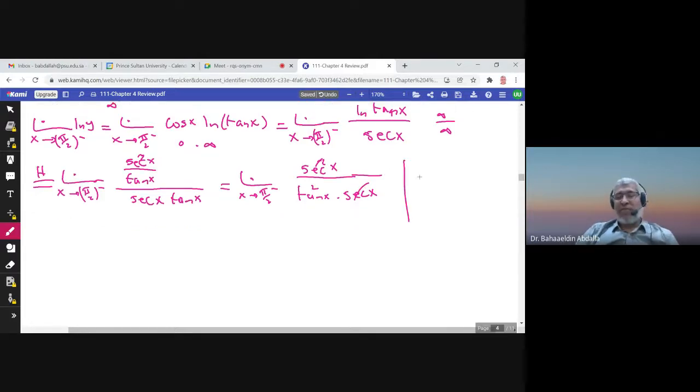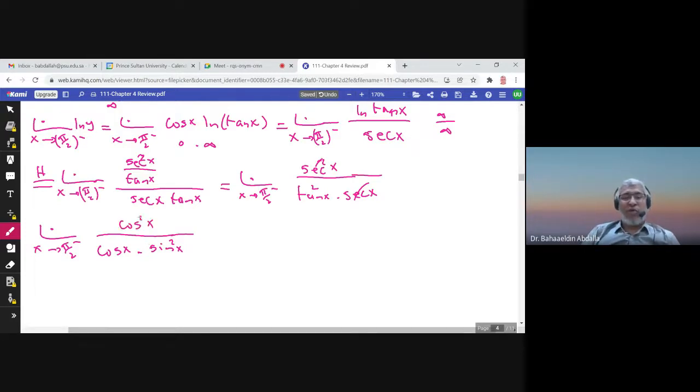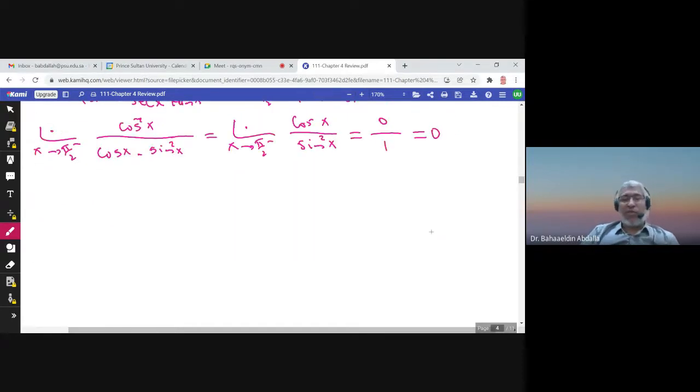Let us simplify secant over tan square. Well, let me change by changing everything to sine and cosine. Secant is 1 over cosine, and tan square is sine square over cosine square, so cosine square will go up, and I can cancel cosine with cosine, and I'll have cosine over sine square. Now cosine pi over 2 is 0, while sine pi over 2 is 1. So the answer is 0.